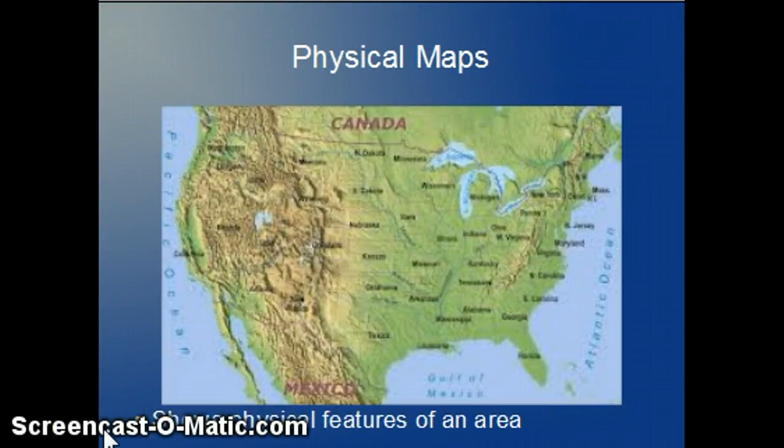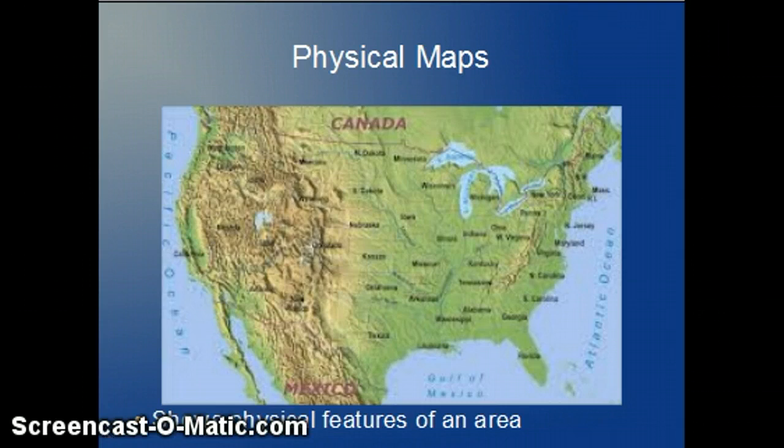A physical map. A physical map shows the physical features of an area, and it also is going to provide the reader with information about topography, or the height, depth, and shape of these features. Physical maps are going to identify mountains, deserts, bodies of water, and other landforms. They're also going to provide information about elevation or distance.